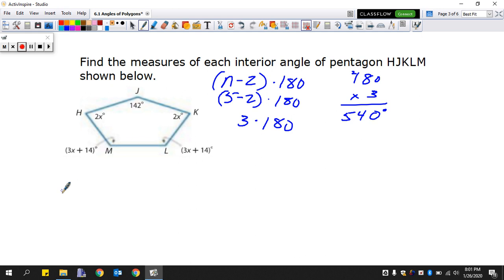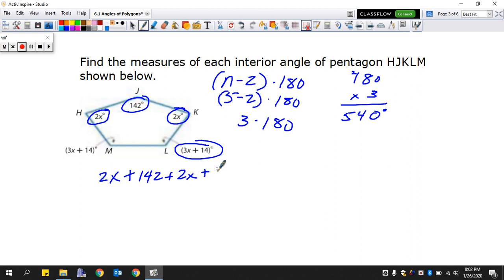So let's say 2x right here plus 140. Actually, we can say 142. It doesn't matter really where we start. Plus 2x plus 3x plus 14 plus another 3x plus 14.